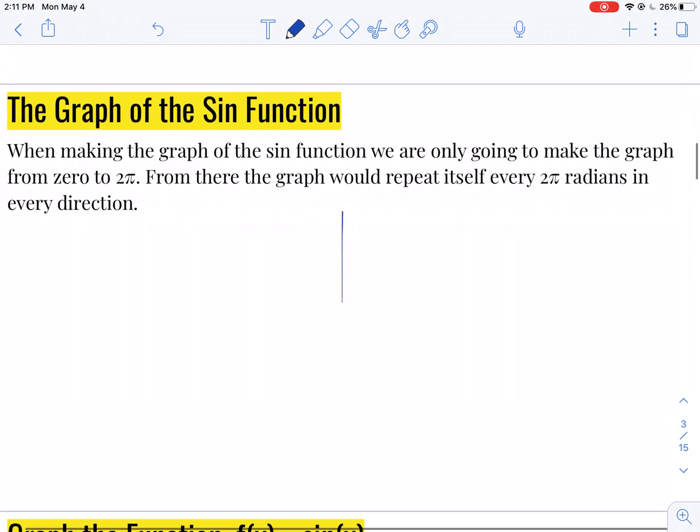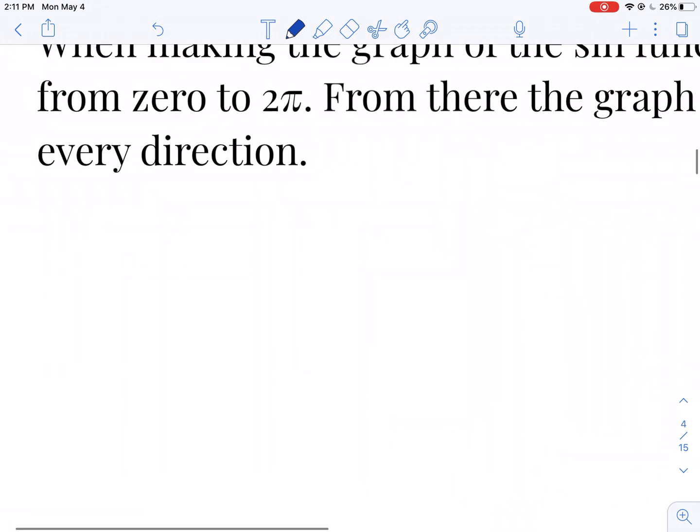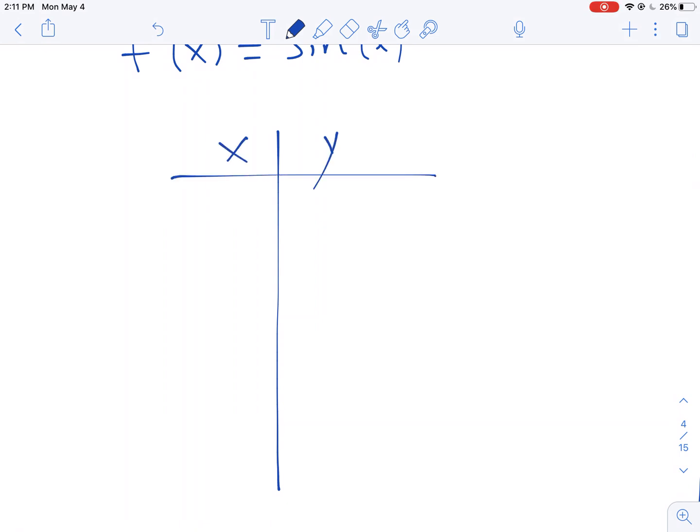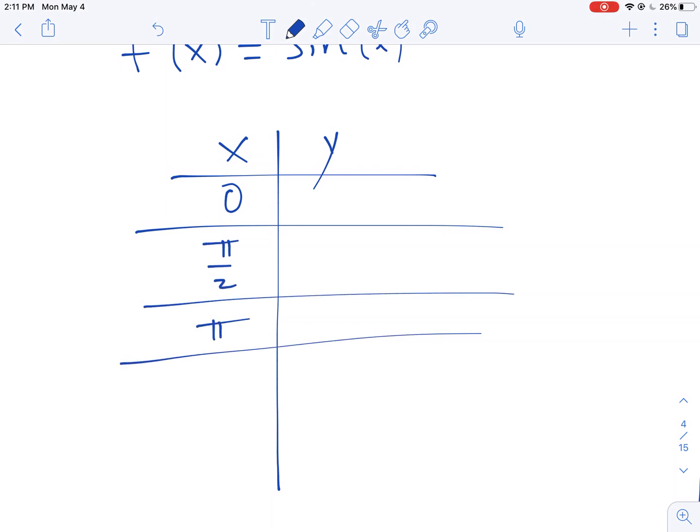Now on this slide, I'm actually going to go ahead and create a table of values for sine of x and cosine of x. So I'm going to say f of x is equal to the sine of x for the first one. And when I make a table of values, I'm only going to think about my quadrant angles. So I'm only going to think about 0, pi over 2, pi, 3 pi over 2, and 2 pi.